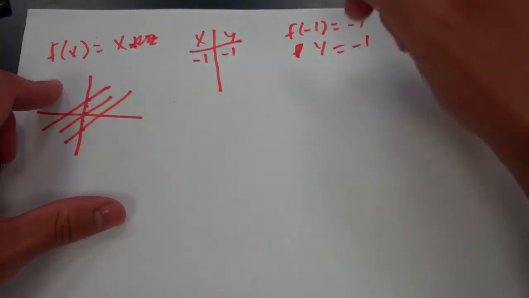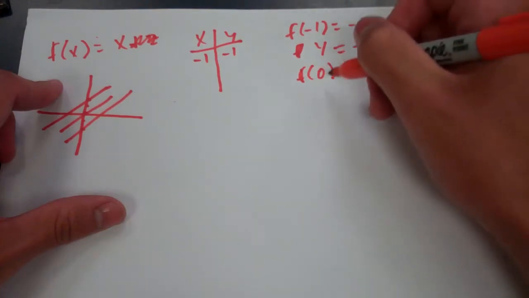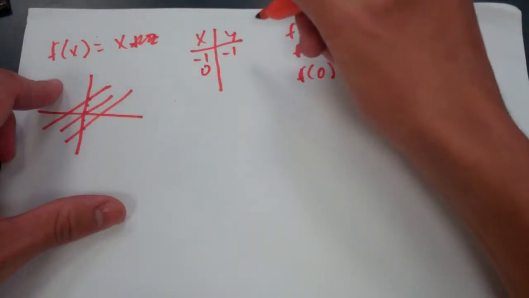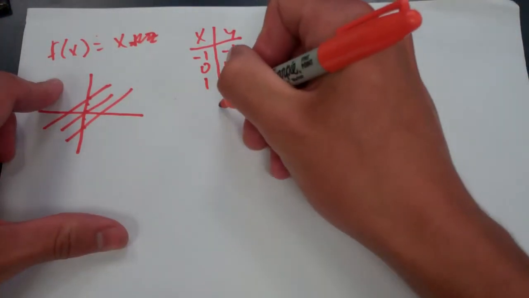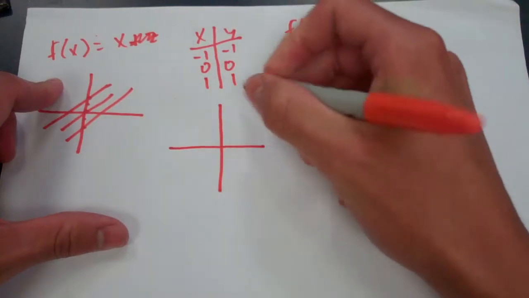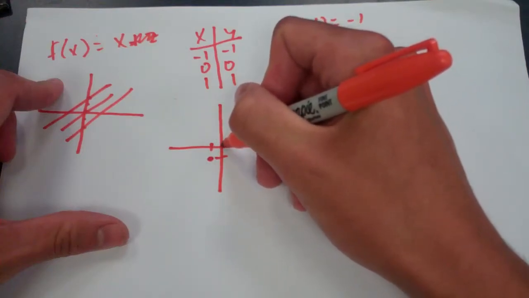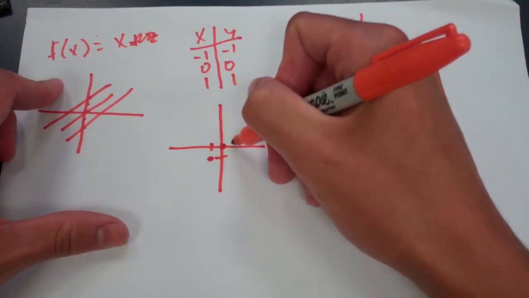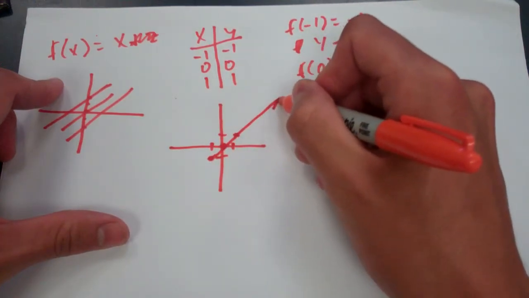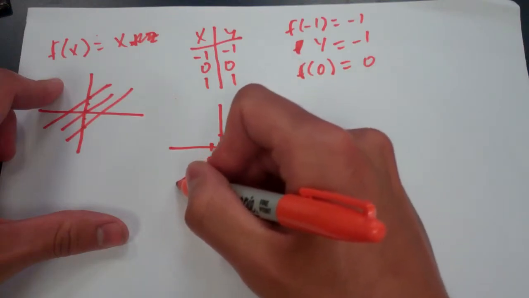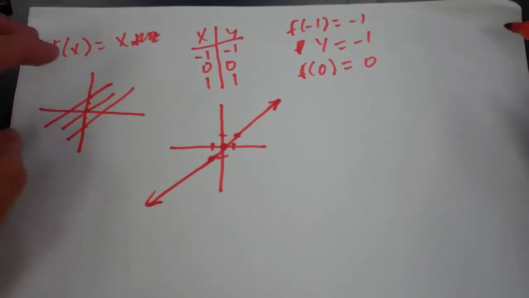So if I plug in a 0, f of 0 is equal to 0. Well, then that just means that at x is equal to 0, y is 0. And the same thing with 1. So if I was to graph that, at -1, -1. At 0, 0. At 1, 1. And so your line goes through the origin, up to positive infinity, and to negative infinity. Okay, so that's our line.